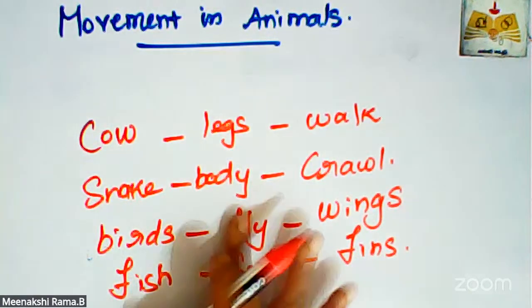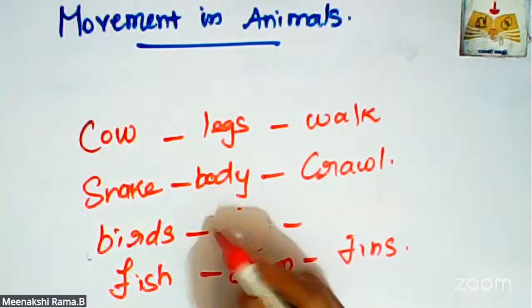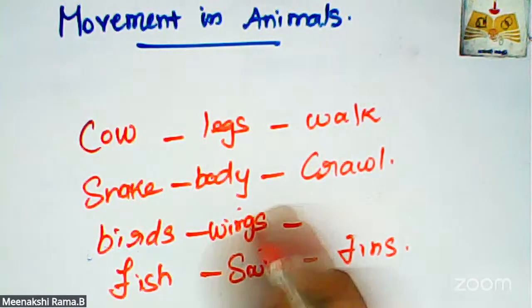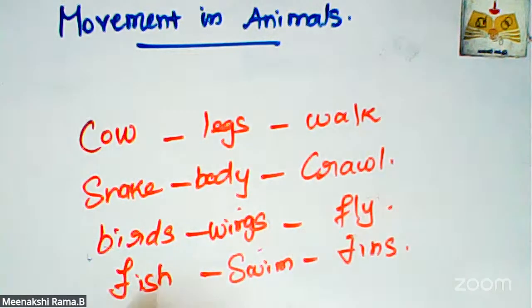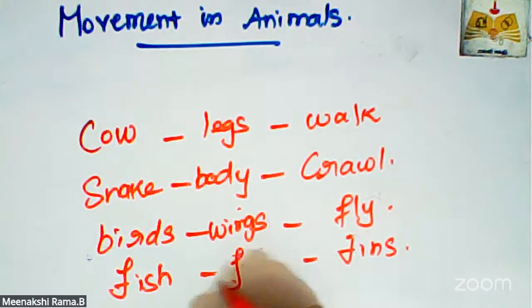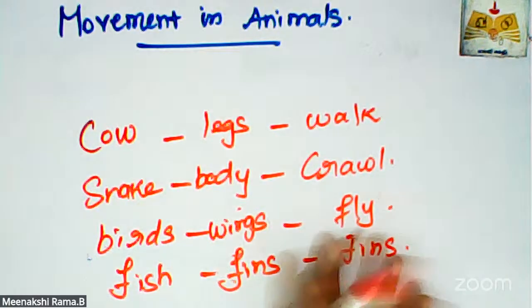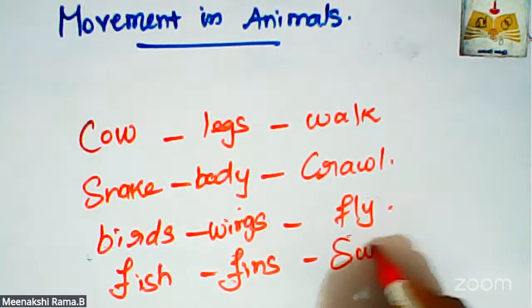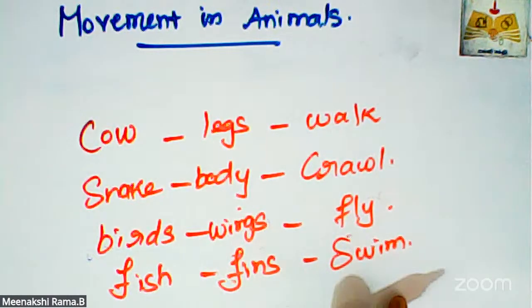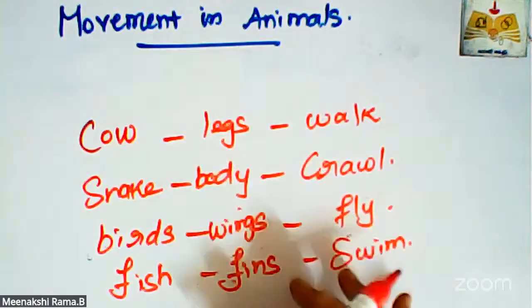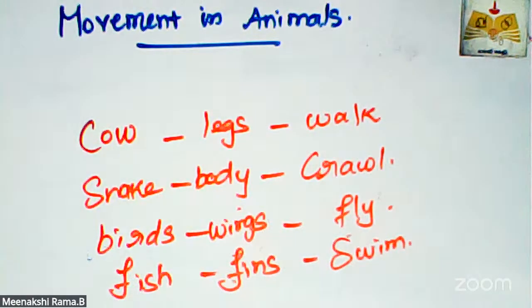Birds fly with the help of their wings. And then fishes move with the help of their fins, swimming. That is called swimming. So these are all the actions. These parts are used to move. Okay, so these are only a few ways in which animals move from one place to another place.